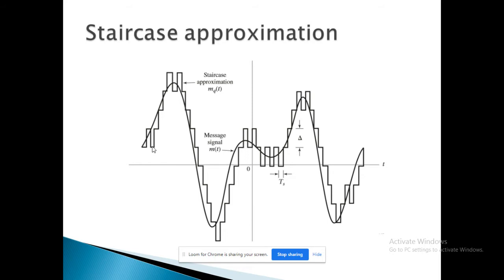If the input signal is very small compared with the staircase approximation, the next staircase output is smaller. Here the input is high compared with the staircase approximation. At that time, the output will be increased by plus delta. It is known as staircase approximation.